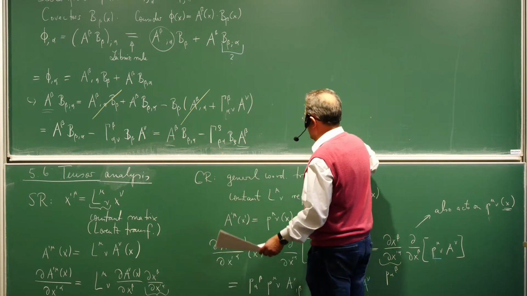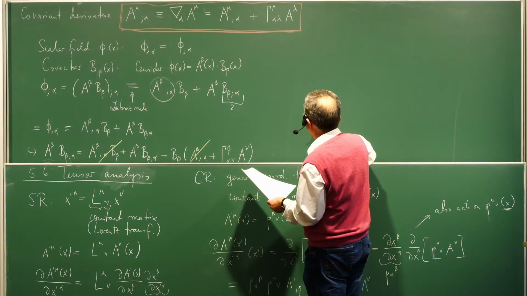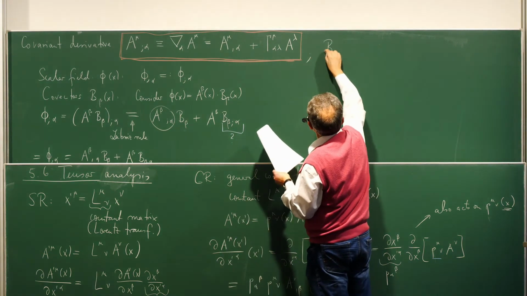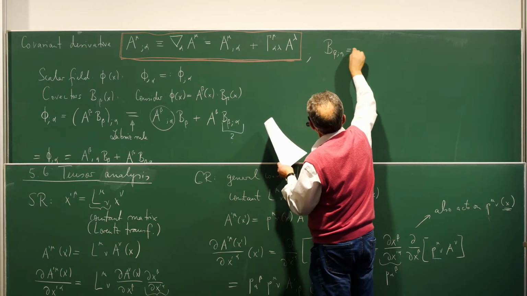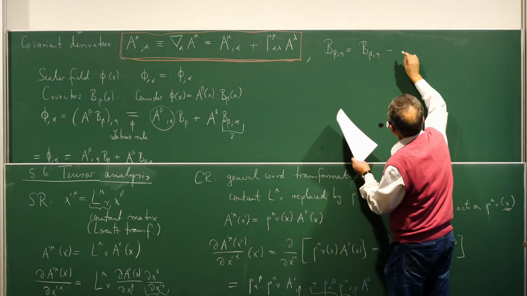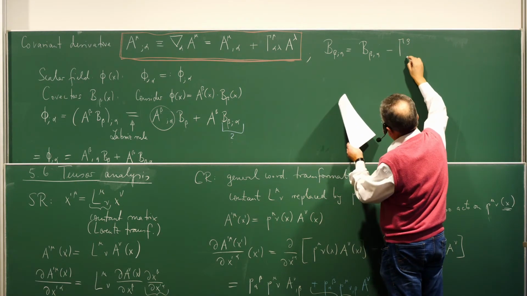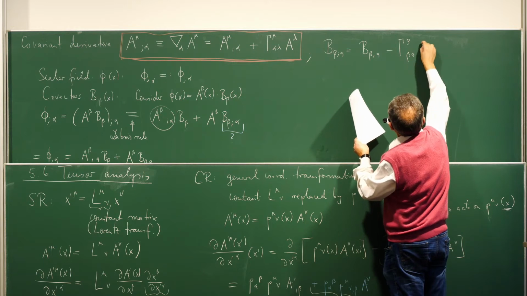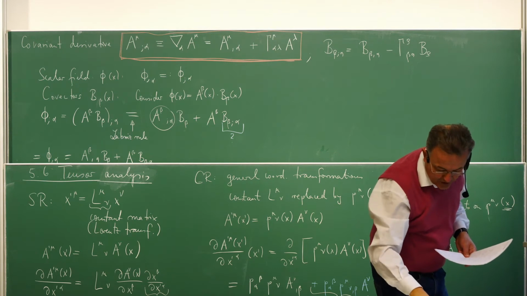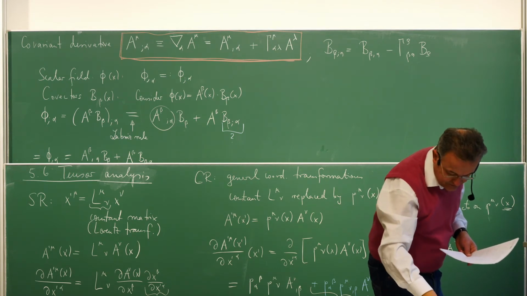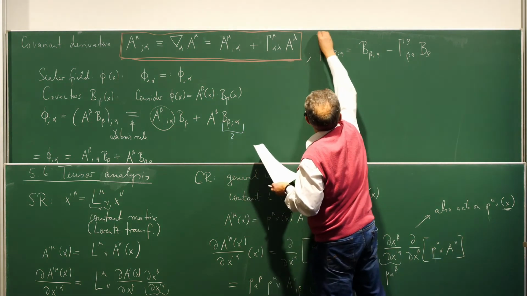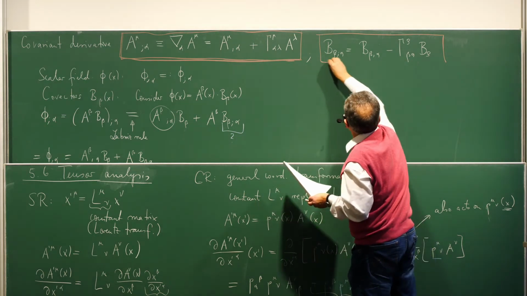So let me write this here separately, and then you also see the analogy. We then have b_β;α is b_β,α, and then a minus Γ^ρ_βα b_ρ. So that's then the looked for rule for the covariant derivative of the covector.